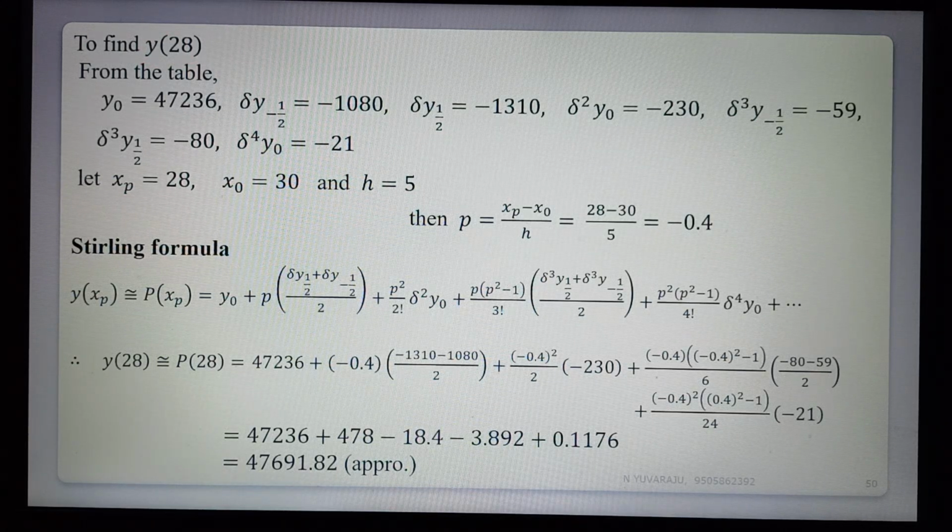Okay, these are the Gauss central formulas.